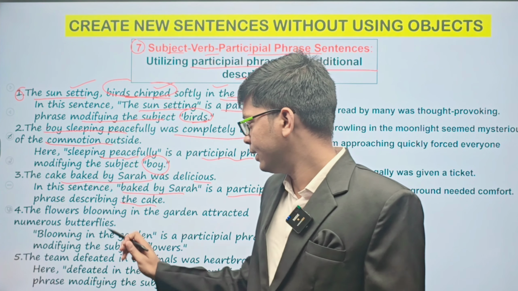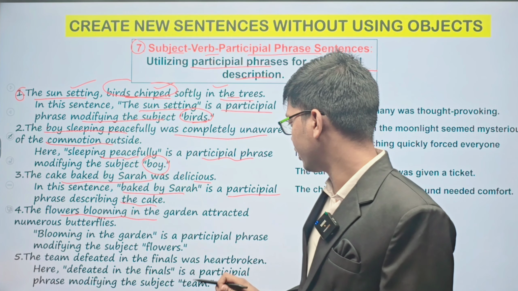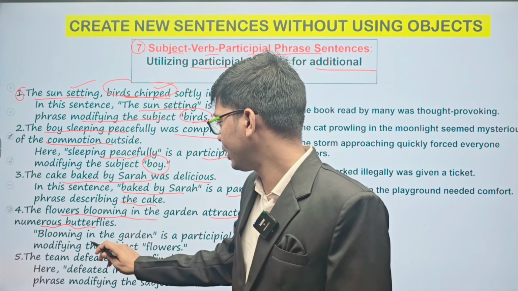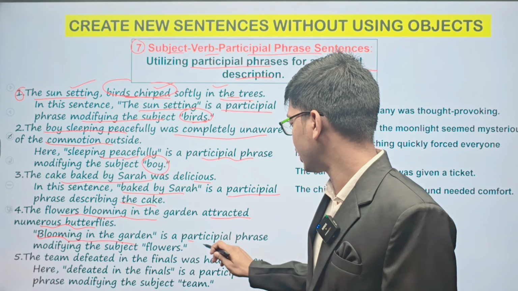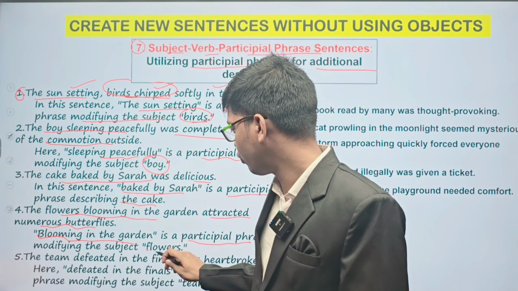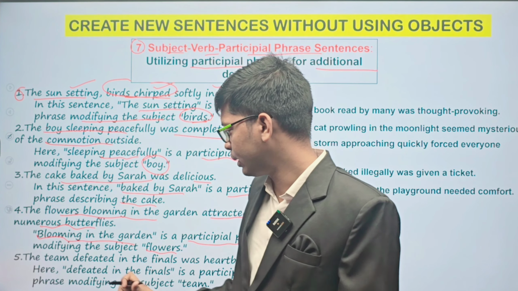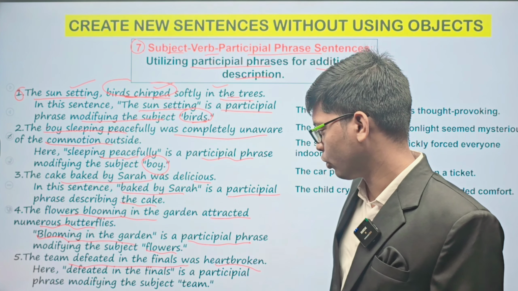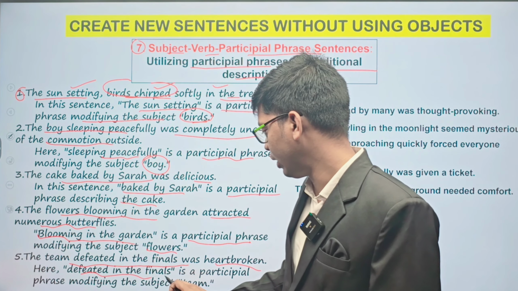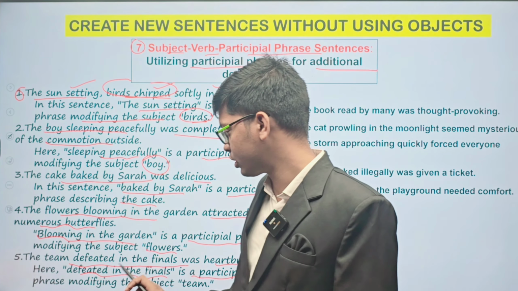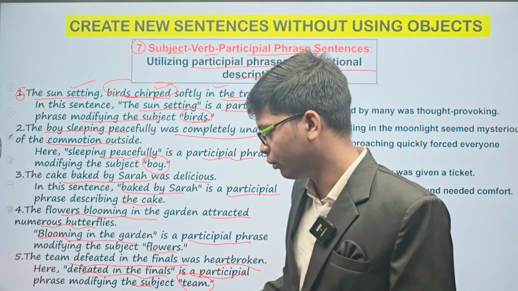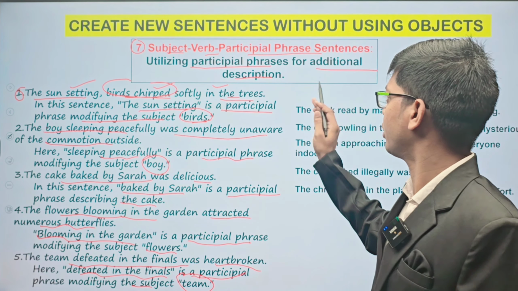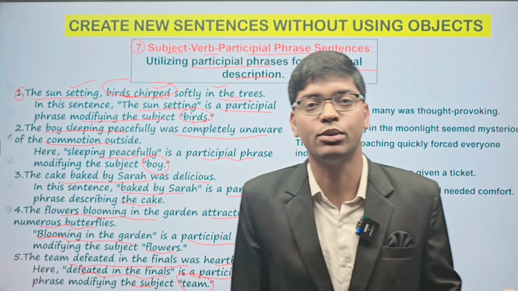Next one: "The flowers blooming in the garden attracted numerous woodpeckers." Here, "blooming in the garden" is a participle phrase modifying the subject, flowers. Next one: "The team defeated in the finals was heartbroken." Here, "defeated in the finals" is a participle phrase modifying the subject, team. I hope you understand. Let's see more examples.